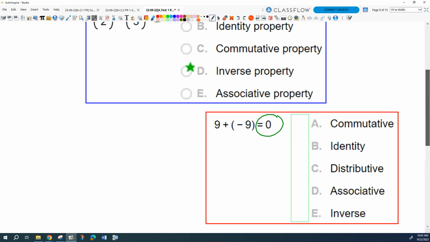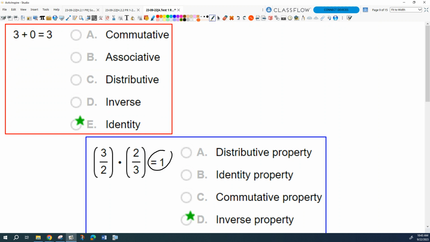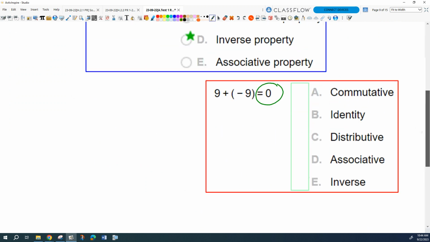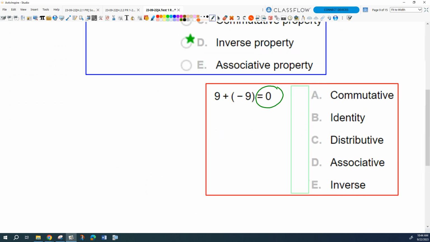Okay, it was different than when I added 0. That's identity property because I started with the same thing I ended with. If I get 0 as my result, it means I added opposites, and so it's the inverse property. Again, those are easy to confuse. Okay. All right.